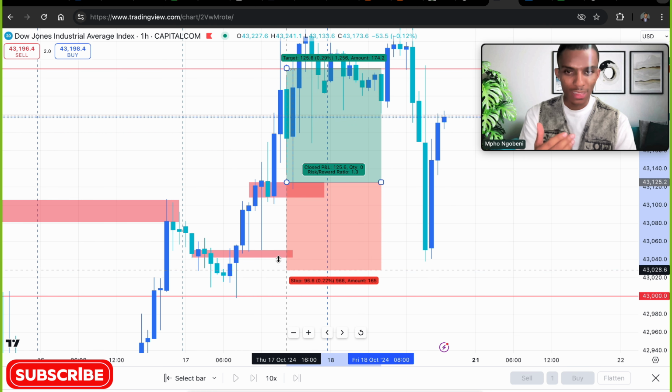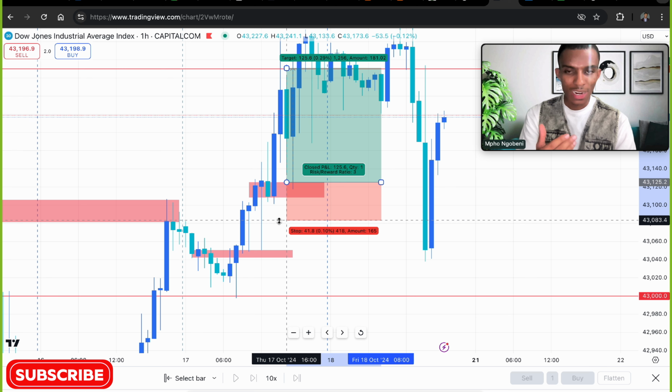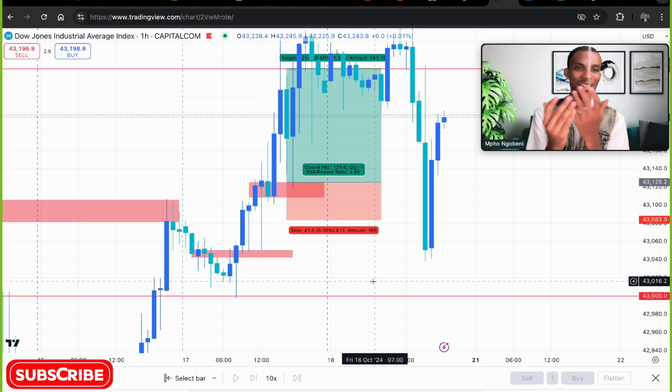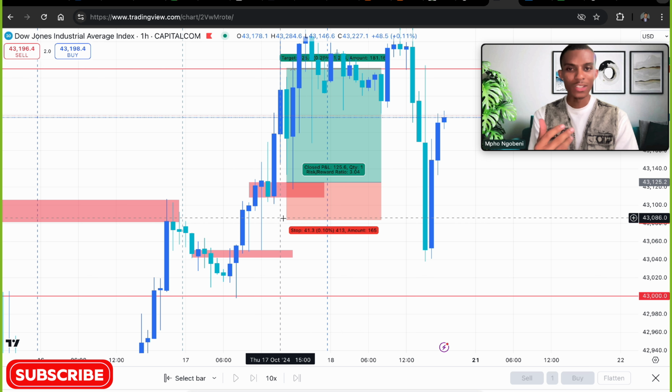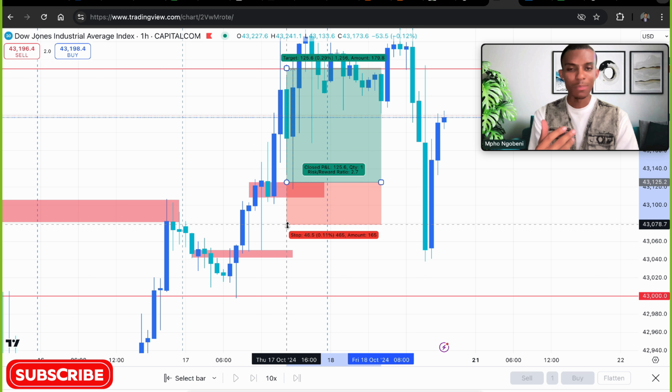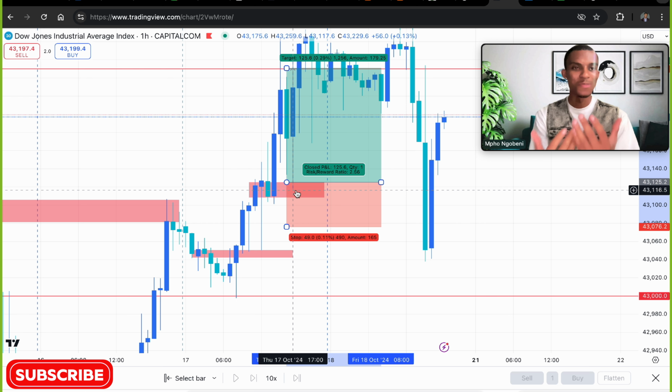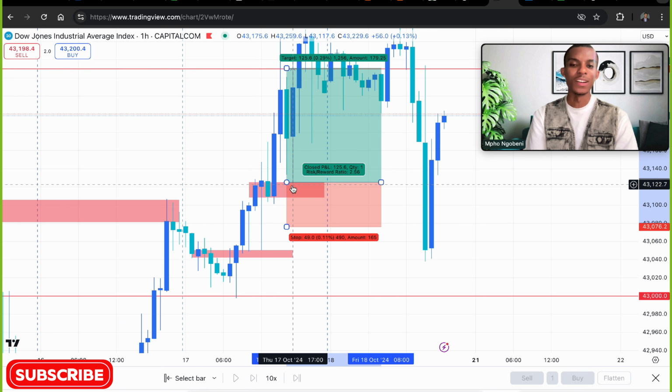And my SL is right below it. I prefer risking 40 pips maximum, but it depends on you. If you feel 50 is good for you, fine, but as long as you give it some room so it can breathe. And then yeah, your entry could be there.